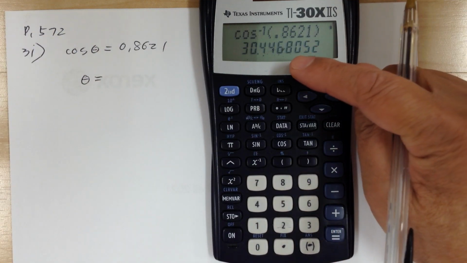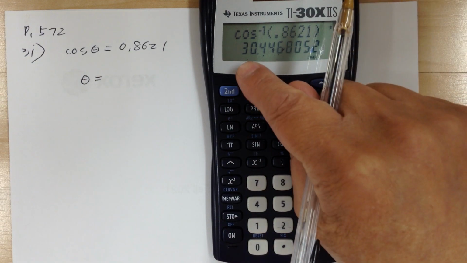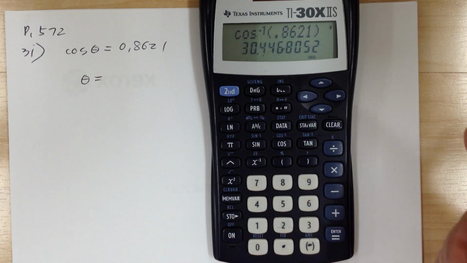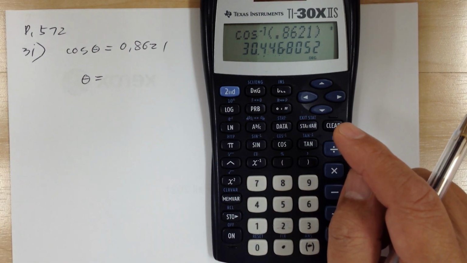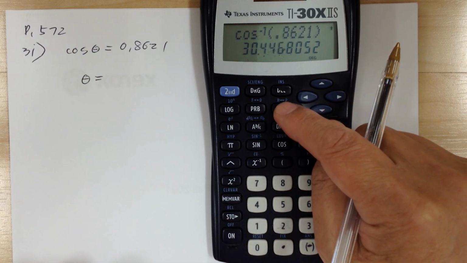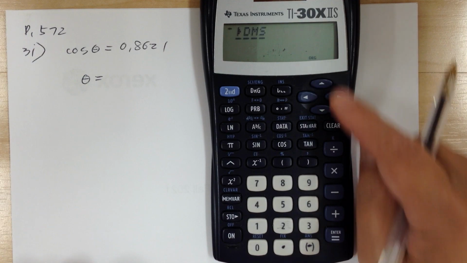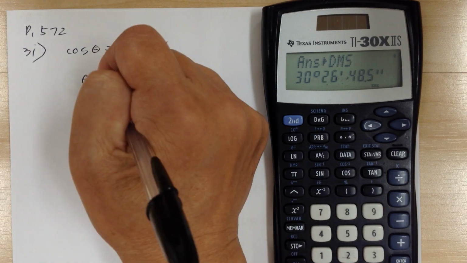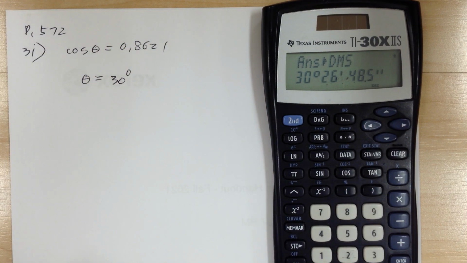Now what you have is a decimal degree. Here it's 34.446, but they want you to find it in the nearest minute. So you have to know how to convert into degrees, minutes, and seconds. It depends on your calculator. For this one, you have to push the degree button and keep going until you get DMS, enter, equal, and that's your answer. So it'd be 30 degrees, and you want to round off to the nearest minute.